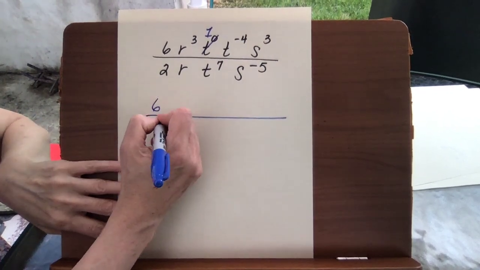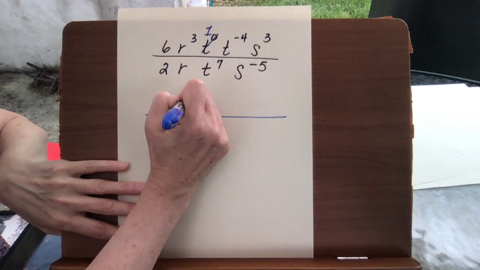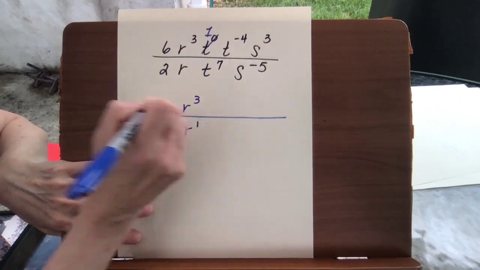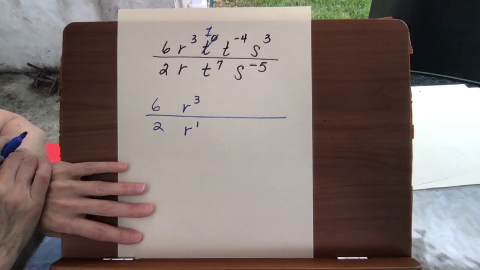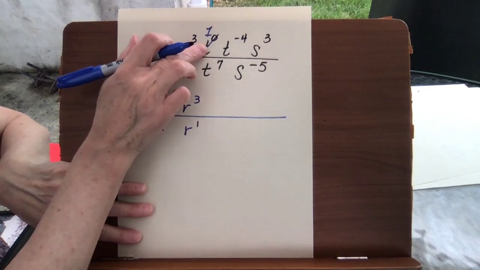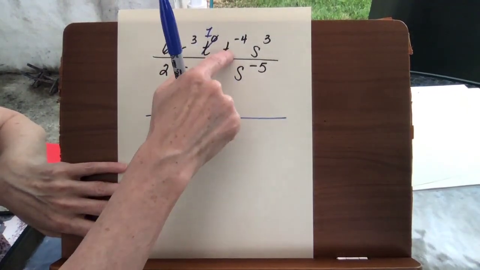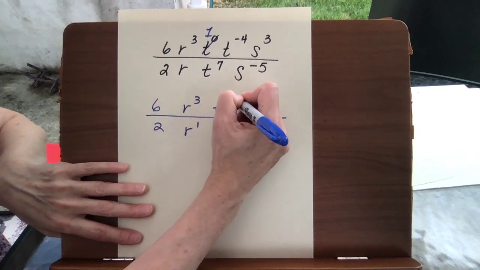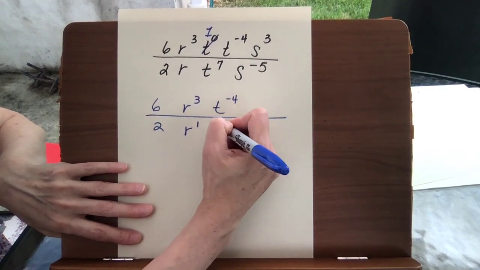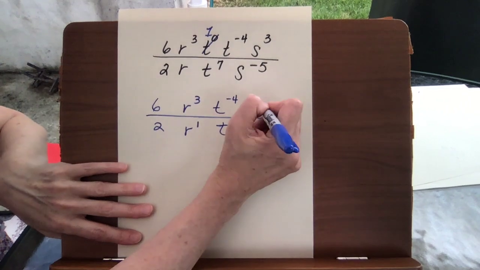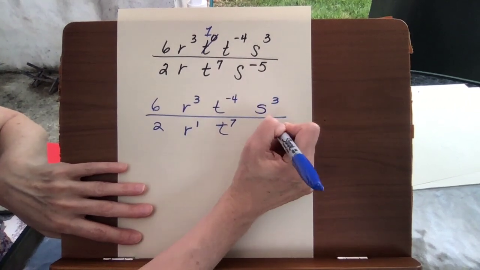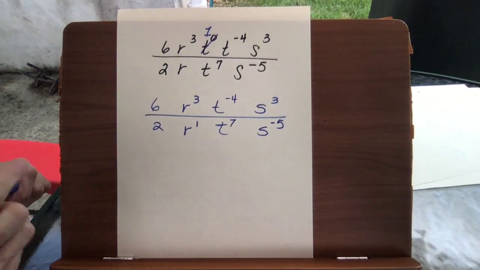So let's start splitting apart. 6 and 2 go together. R cubed, R. Put the 1 power on that R so you see it. That doesn't need to go anywhere because that's a 1, so 1 times anything is the anything. So we have a t to the negative 4. We have a t to the 7th in the denominator. We have an s cubed, and we have an s to the negative 5th in the denominator.